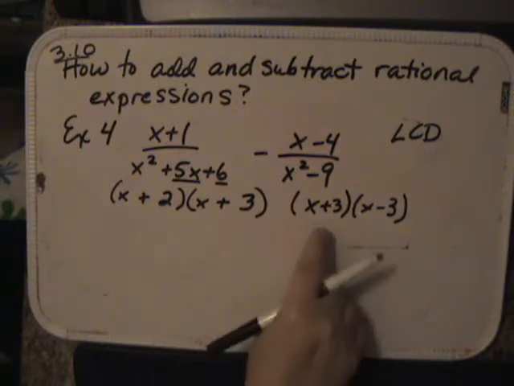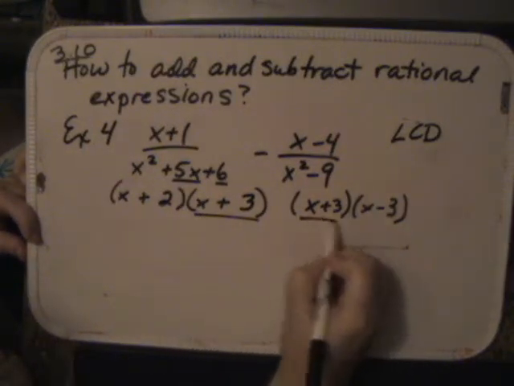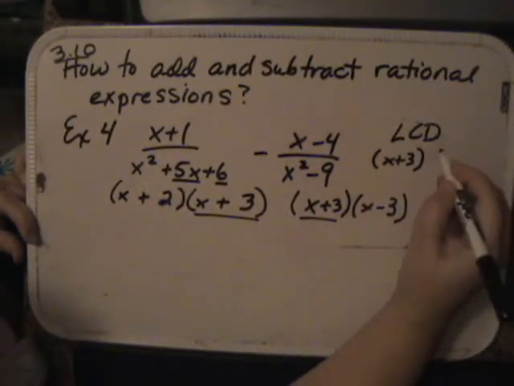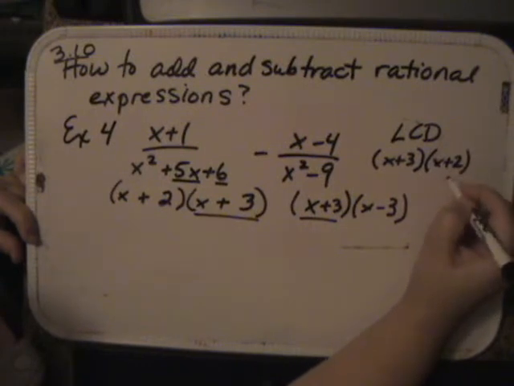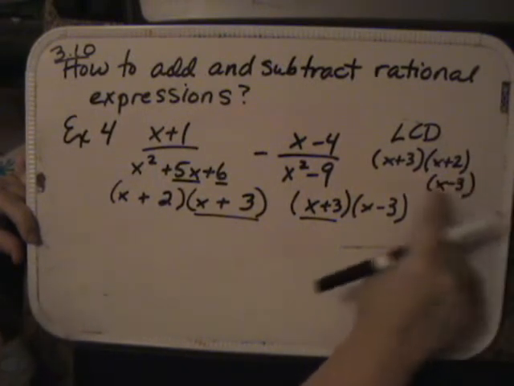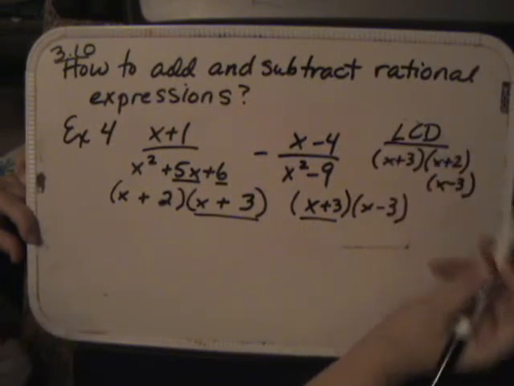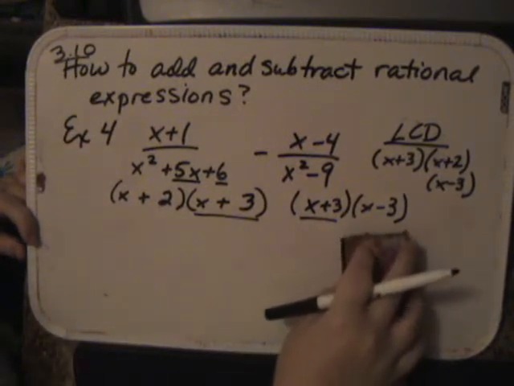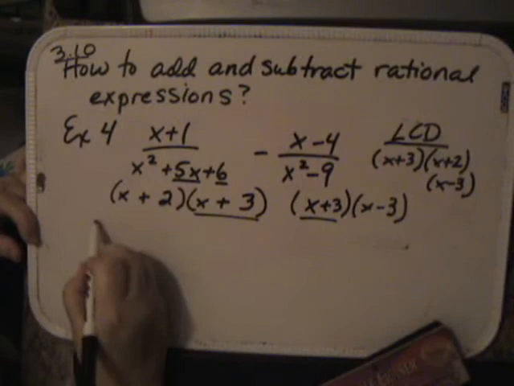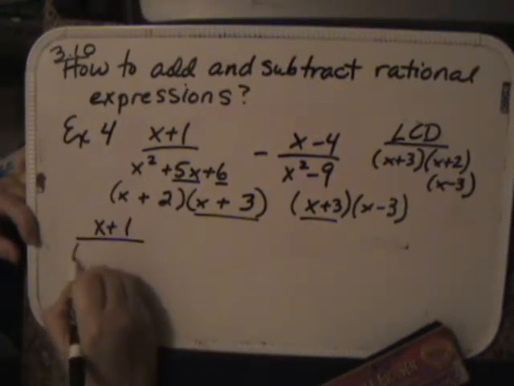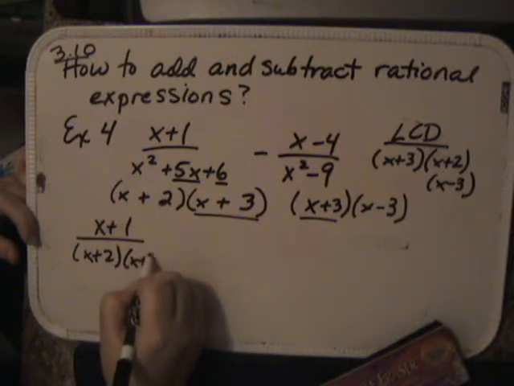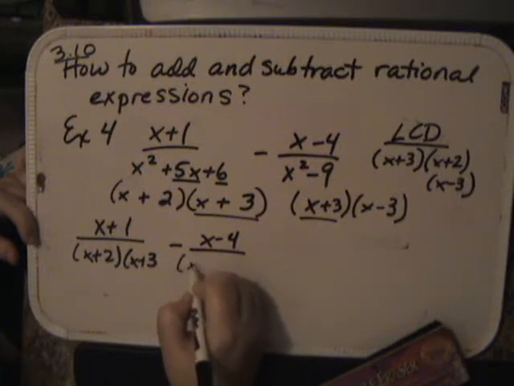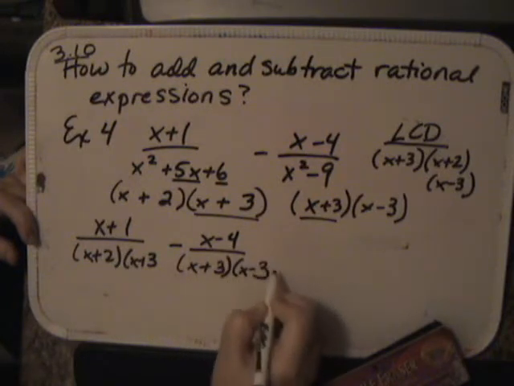Now when we do this problem, again, to build the LCD, we look at our duplicates, which is an x plus 3. And then we look at our unique factors, which are going to be x plus 2, and then x minus 3. So this is our total LCD, and we're going to use that to make the whole fraction equal. So let's go ahead and write these down the way they would be. I would have x plus 1 over x plus 2, x plus 3, minus x minus 4 over x plus 3, x minus 3.